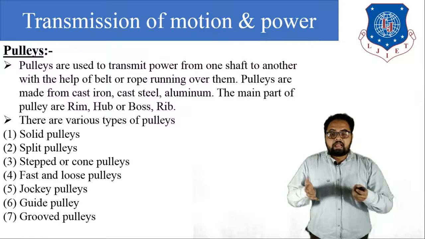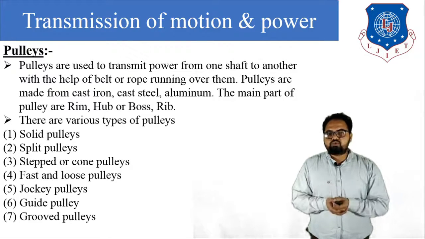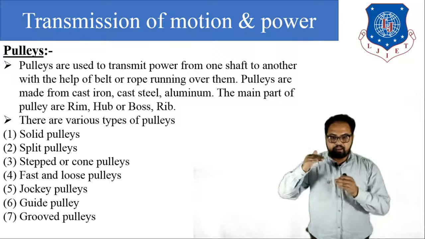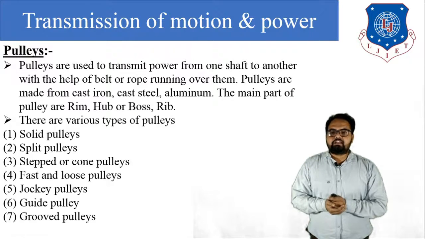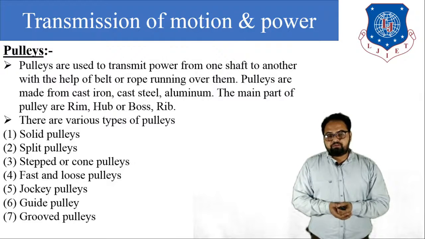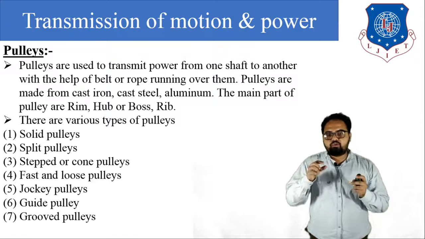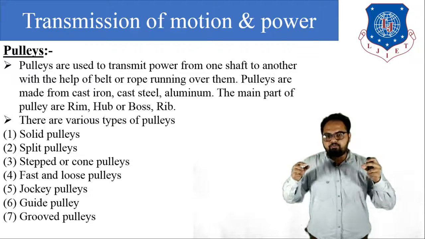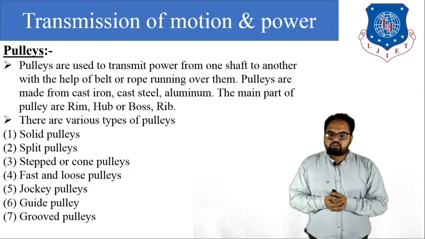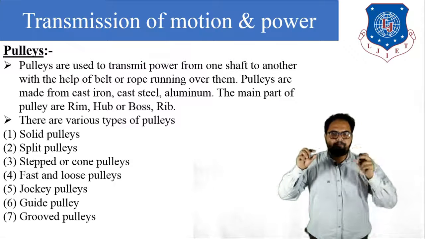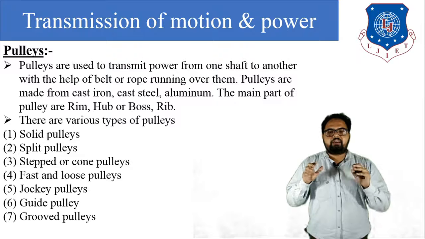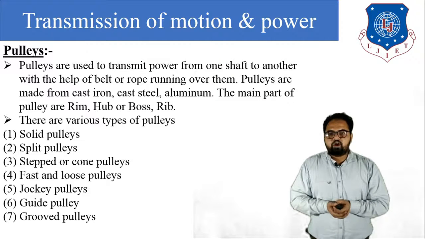Next is guide pulley. Guide pulley is used to guide the belt, and this type of pulley is used when we are transferring power to non-parallel, non-intersecting or intersecting shafts. Next is grooved pulleys. From the name we can easily understand that on grooved pulleys a number of grooves are generated over the pulley, so that the belt fits in the grooves and there is no chance of slip during operation. So this is all about the pulleys.